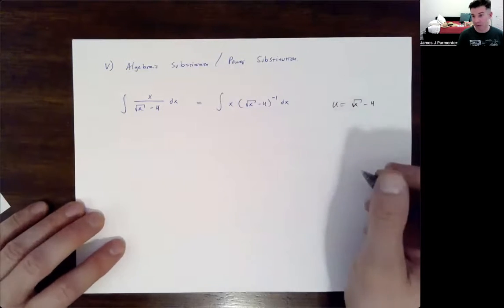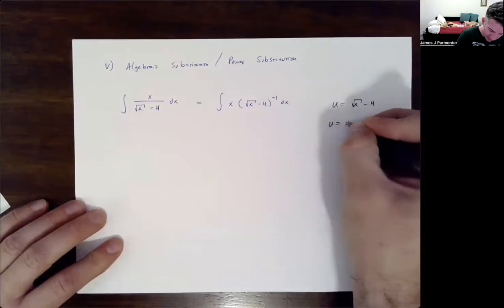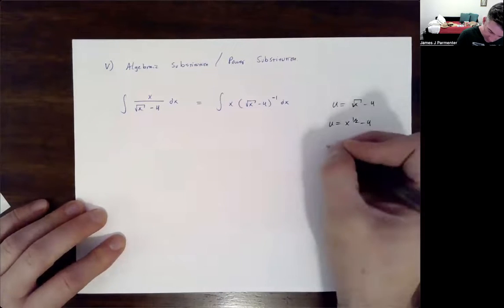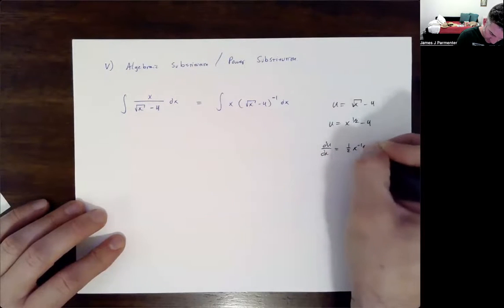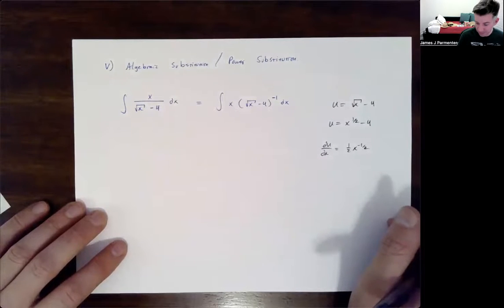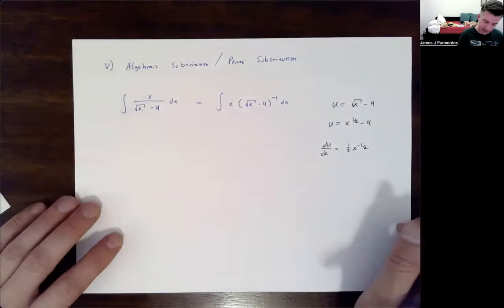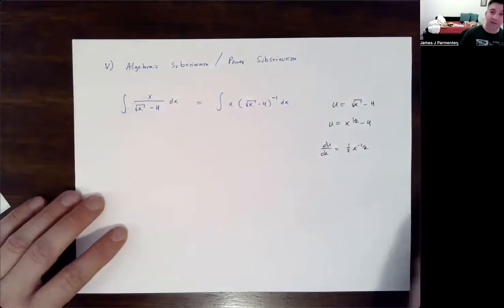I really shouldn't even bother finding du. I will, just for the sake of argument, because there is a way of doing it this way that some people like, not me. The du dx here is 1/2 x to the negative 1/2. Cool. I don't even want to do it. I'll show you if you really want, but here's the better way of doing this.